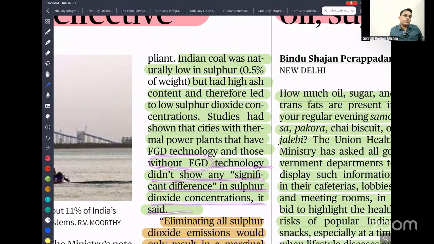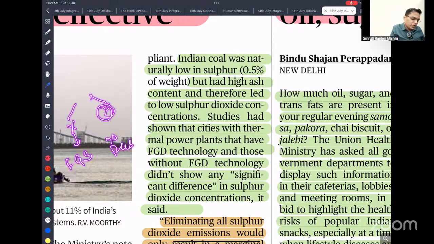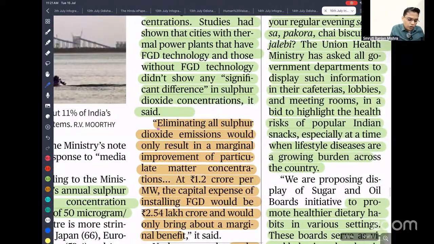The study has shown that, let's say, there are two cities X and Y. One city has flue gas desulfurization and the other does not, yet there is no difference in sulfur emission. So what is the point of investing a huge amount of money, which increases the cost of our electricity? That is the argument given by the Ministry of Power, not my argument. Eliminating all sulfur dioxide emission could only result in marginal improvement in particulate matter concentration.